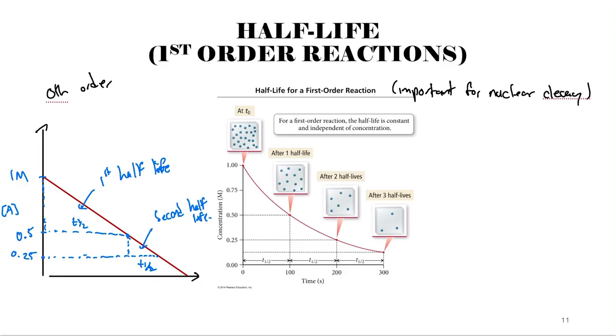And if you kept doing that over and over, you would see that it gets smaller and smaller because the triangles are getting smaller and smaller. Whereas for a first order reaction, because the slope decreases as the reaction goes on, the slope's getting flatter and flatter, that half-life stays the same for each time interval, or each concentration interval.